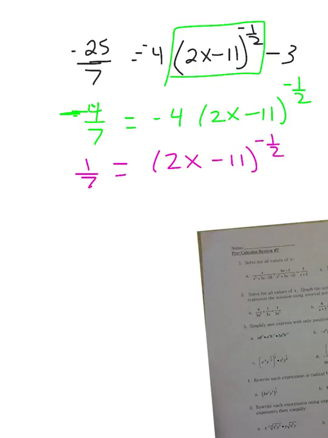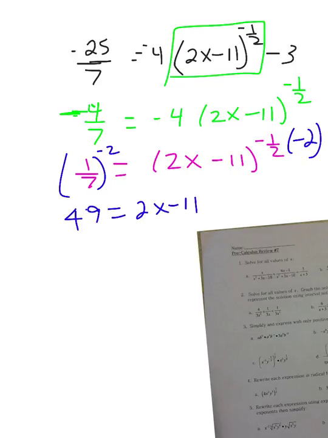Now to get rid of the exponent, this exponent does not have to be positive. Just raise both sides to the -2 power. So 1/7 raised to the -2 power is 49, equals 2x minus 11. Add 11, 2x equals 60. So x is equal to 30, and now you need to check it.